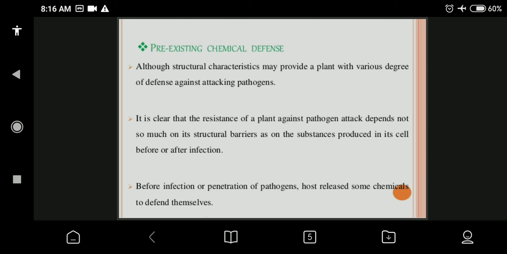Pre-existing chemical defenses provide a plant with various degrees of defense against attacking pathogens. It is clear that the resistance of a plant against pathogen attack depends not so much on its structural barriers as on the substances produced in the cell before or after infection. Before infection or penetration of pathogens, the host releases some chemicals to defend itself. Here we have seen the host releases chemicals before the entry of the pathogens inside it.